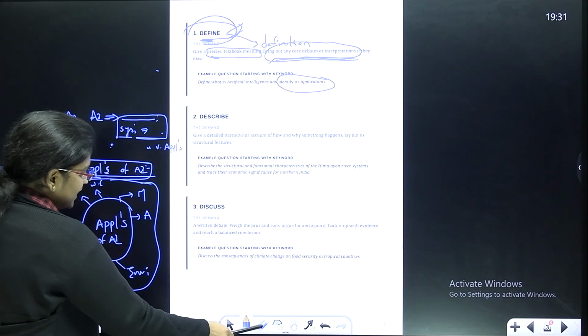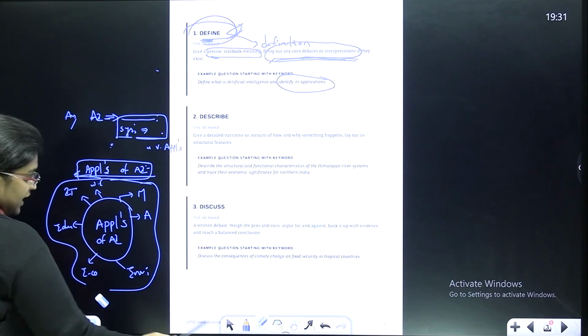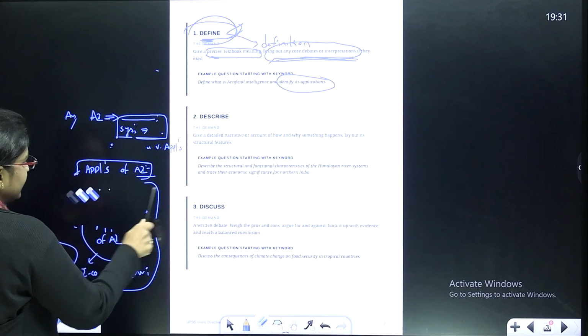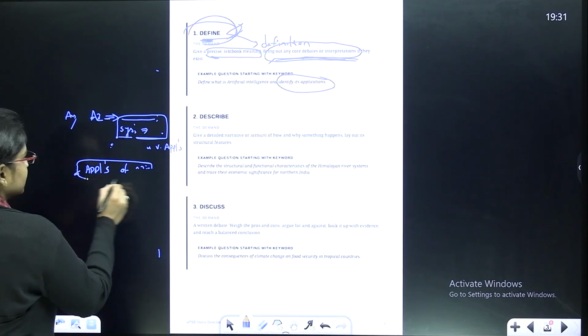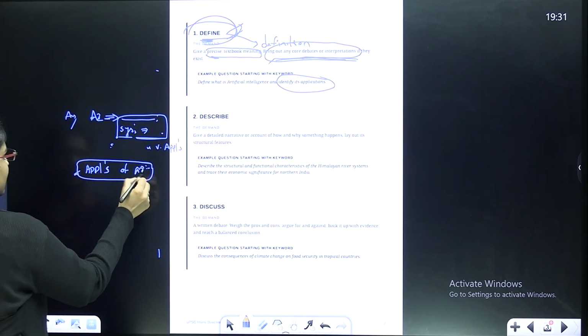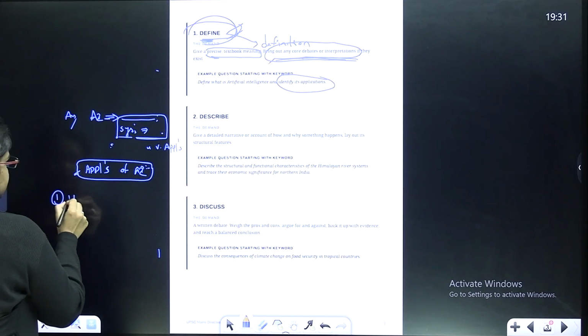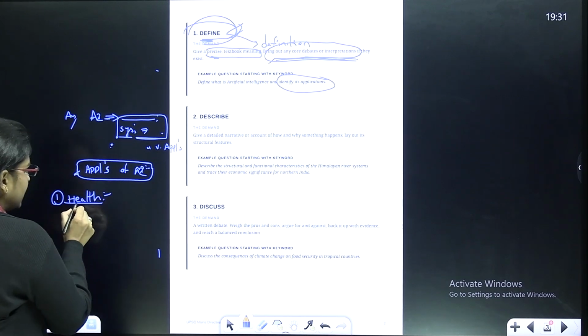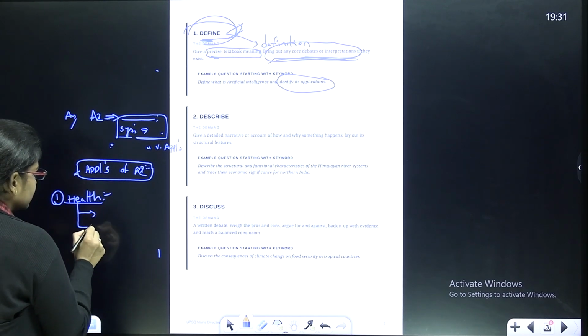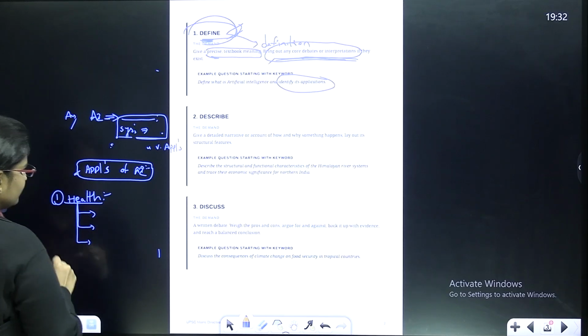Now, I will start below this. After writing this, I will start below this and I will analyze each and every application. Now, let's say I will start with health. Applications of AI in health. Now, I will start like this. Here, I will write in the point format. In health, I will write in the point format.